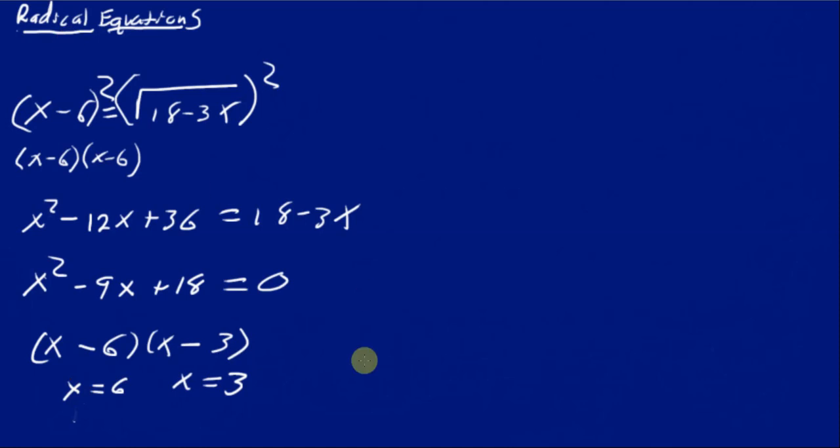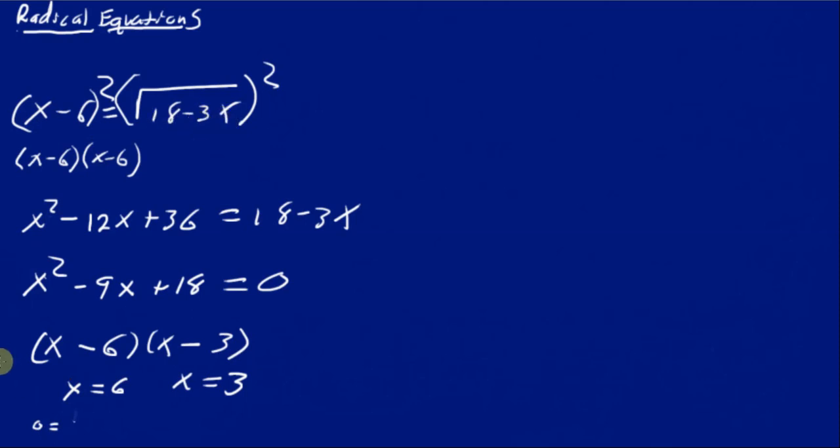We need to check both of them back into the original equation of x minus 6. So if I take the first one here, 6 minus 6, that's going to give me a 0 on the left side. And now we're going to take 3 times 6. Well, that's 18.